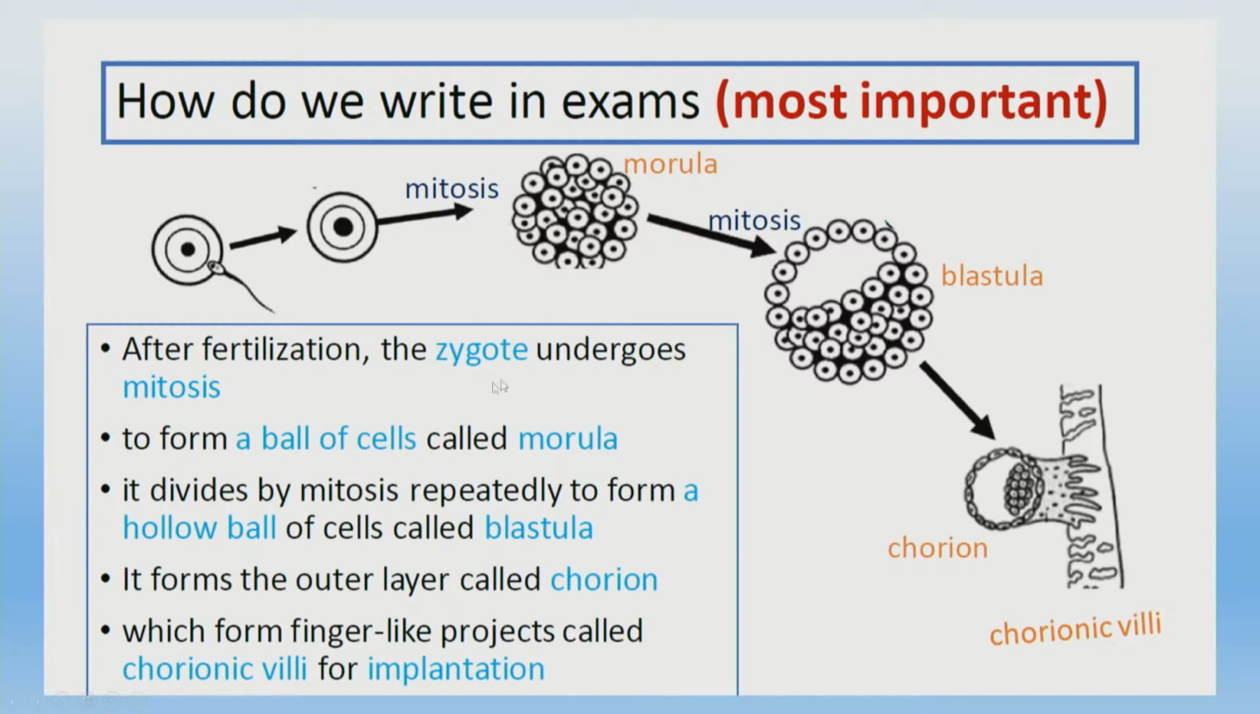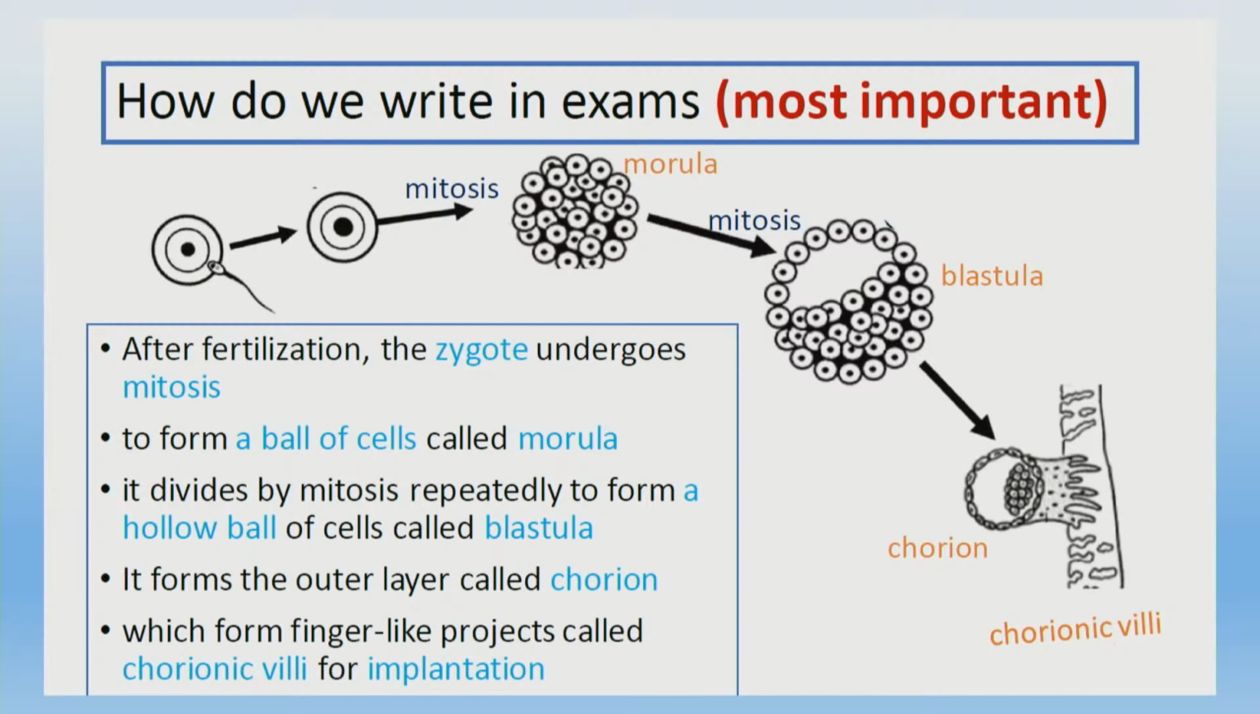Zygote undergoes mitosis. Or you can also say that the zygote divides by the process of mitosis, and then after that to form a ball of cells. So normally for writing this, you will get 1 mark here, ball of cells, called morula. So please remember that once you say that, let us say you make a mistake, and you say that the zygote divides by the process of mitosis, and then after that to form a hollow ball of cells called morula. It means that you will lose 2 marks, because morula is not a hollow ball of cells, but it is a ball of cells.